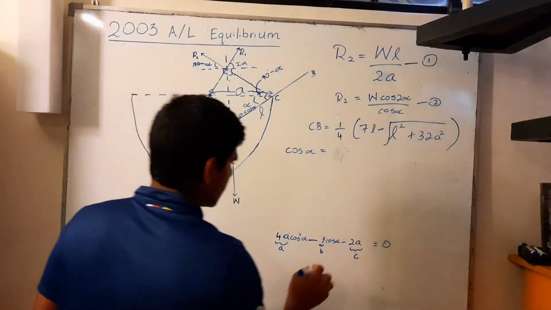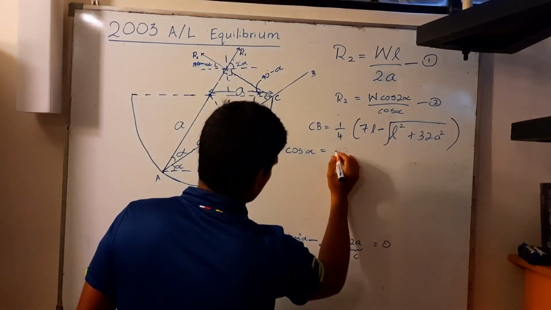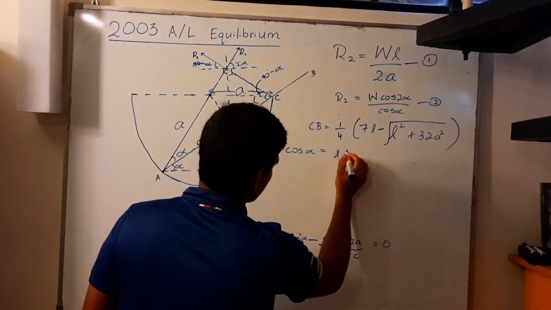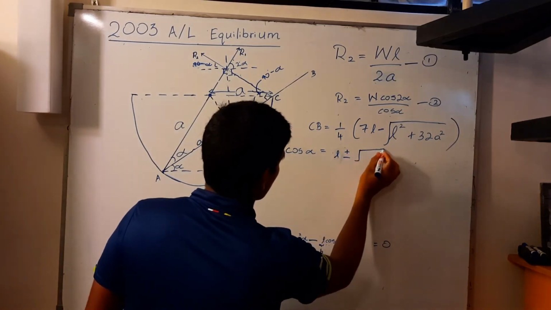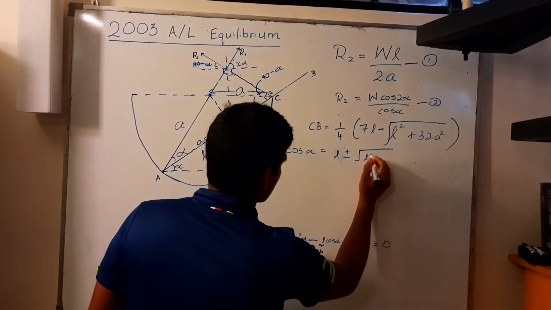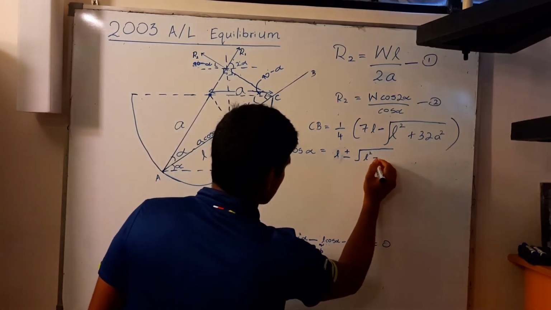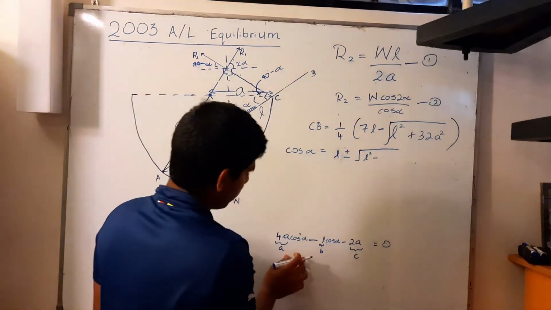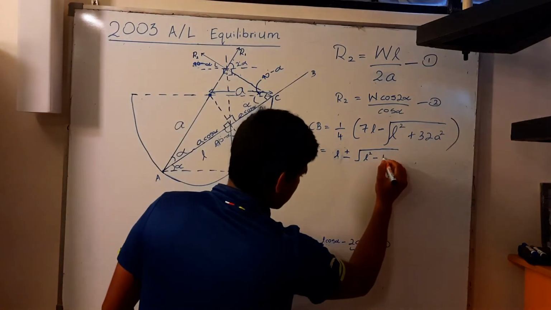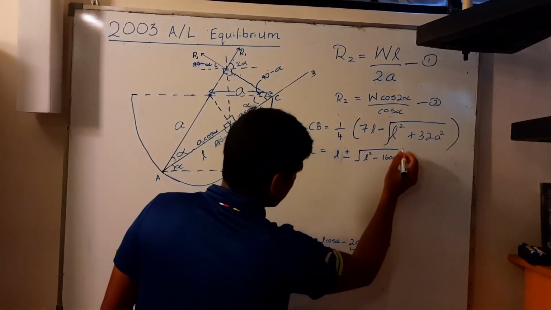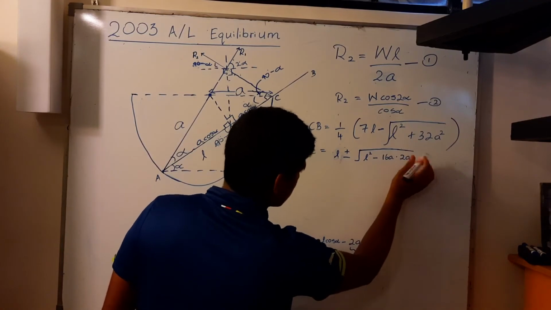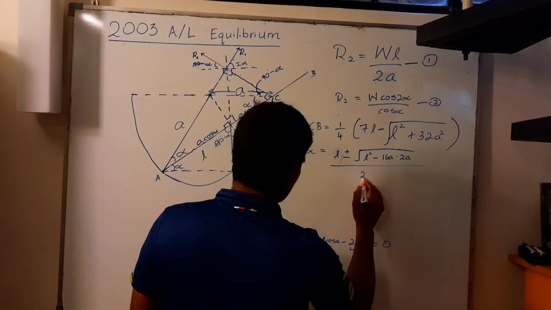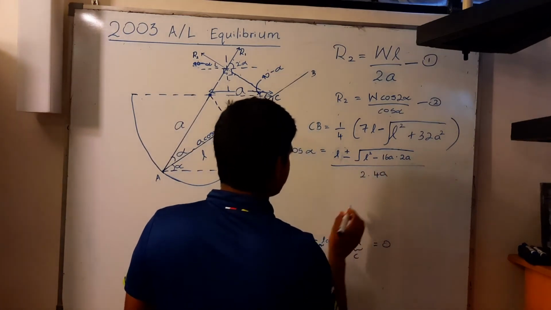So basically cos alpha equals minus b. So minus L, minus into minus L is plus L, plus or minus root of b squared, so L squared, minus 4ac. So 4 into the a term, 4 into 4a is 16a, 16a into 2a, which is the c term, over 2 into 4a.